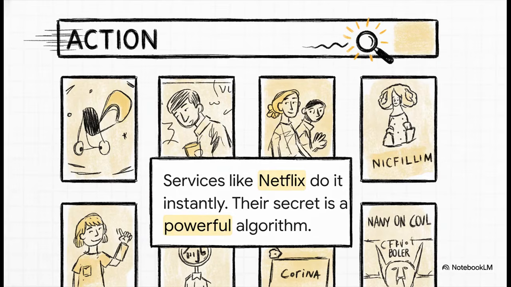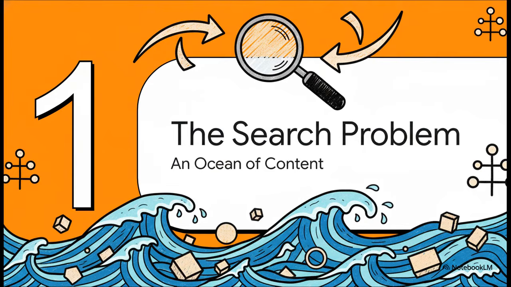And you've seen this happen, right? You start typing a movie title into Netflix, and boom, before you even finish the word, the result is right there. It feels like magic, but it's not. It's just a really, really clever algorithm doing its thing behind the scenes. Okay, so let's get into the real problem here. When you're staring at this absolute ocean of content, how do you actually solve that search problem and make it feel like it happens in the blink of an eye?